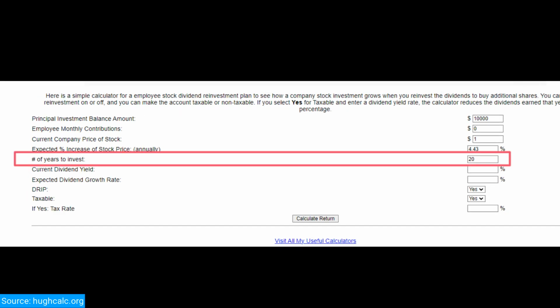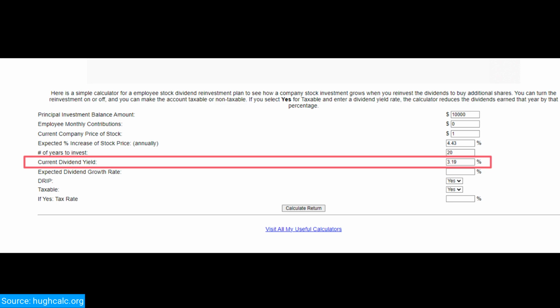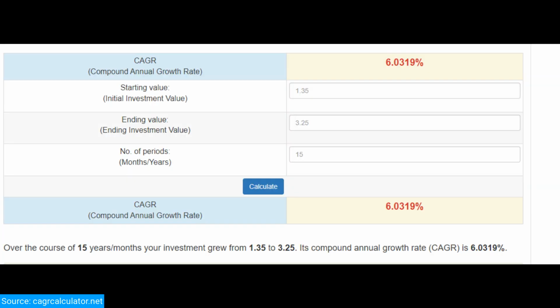For now, we will put 20 years, but we will play with that later. The current dividend yield is 3.19%, so we put it in the calculator as well. I will get the expected dividend growth rate using the information of the first and last annual dividend starting in 2007, since this was the first full year. And I will use the same calculator to check the compounded growth rate, which is 6.03%. We put that in the calculator as well.